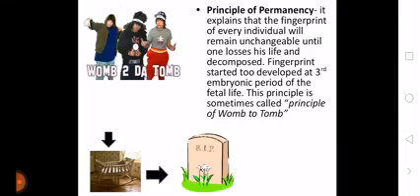Next is the principle of permanency. It explains that the fingerprints of every individual will remain unchangeable until one loses his life and decomposes. Fingerprints start to develop at the third embryonic period of fetal life. This principle is sometimes called the principle of the womb to the tomb.